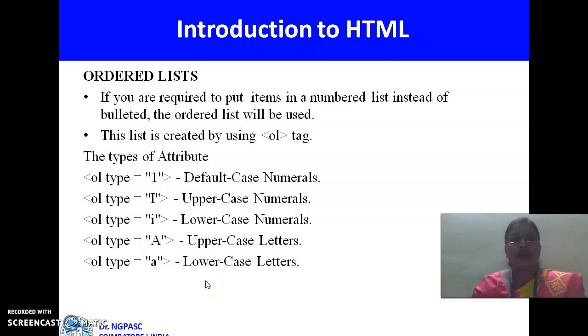Another one is the ordered list. If I want to list items in some order or sequence, using numbers or ABC, we have to use the ordered list. Here I have to use the OL tag, that is the ordered list tag. It also has different types: the default is numbers, and there are capital A, small a, and so on.